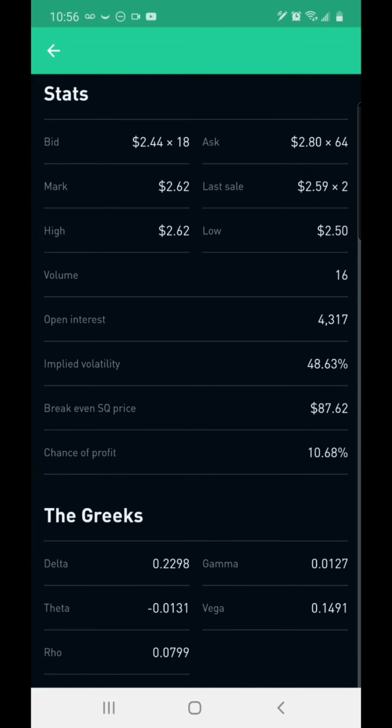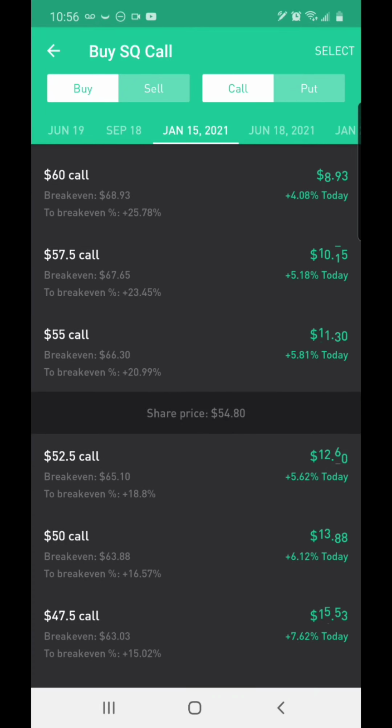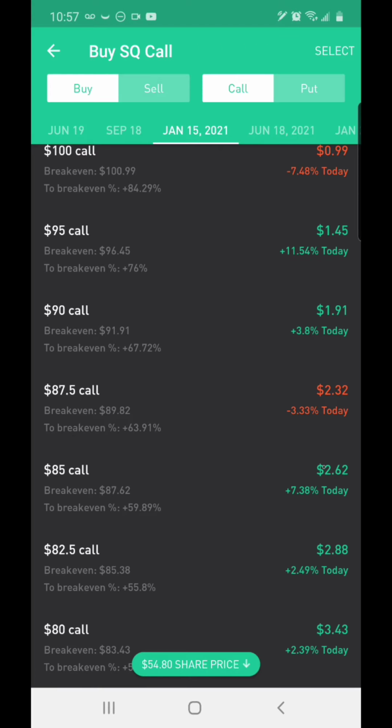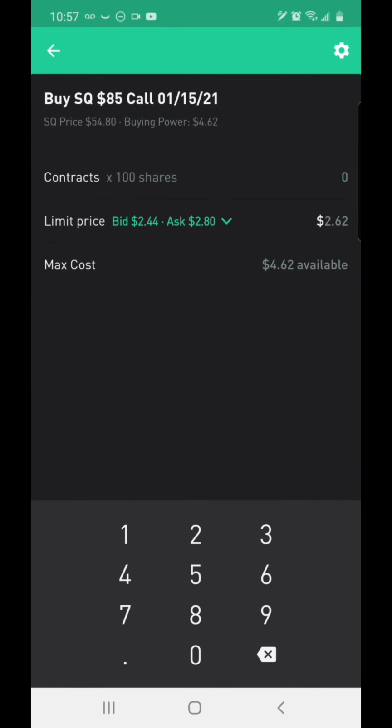So now what we purchased here, just to recap, we selected the $85 call at $2.62 per share. So that's going to cost us $262. We entered one option contract and clicked on the check mark. And that's how you enter the call option. Remember, you can sell this call option at any time if it reaches a value that you're comfortable selling. So if you spend $262 and it's worth $500, you can sell it. You don't have to hold the option until it expires in January 2021. You can sell it at any time.